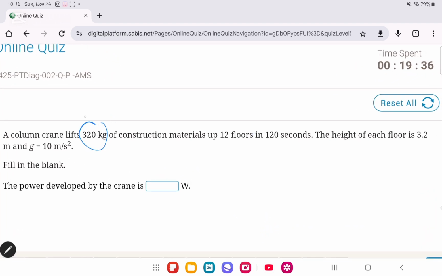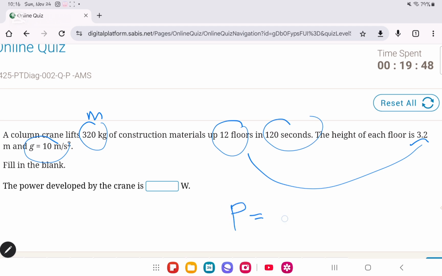Okay, we have the mass in kg. We can find the height, 12 floors, each is 3.2 meters. And then we have G and we have 10 seconds. Very simply, we know power is equal to work divided by the time. If we find the work, we can divide it by the time to get the power. We have mgh. This is the equation we're going to use. Why? Because we have the mass given, we can find the height, and we have G. So mgh, we can find the work.